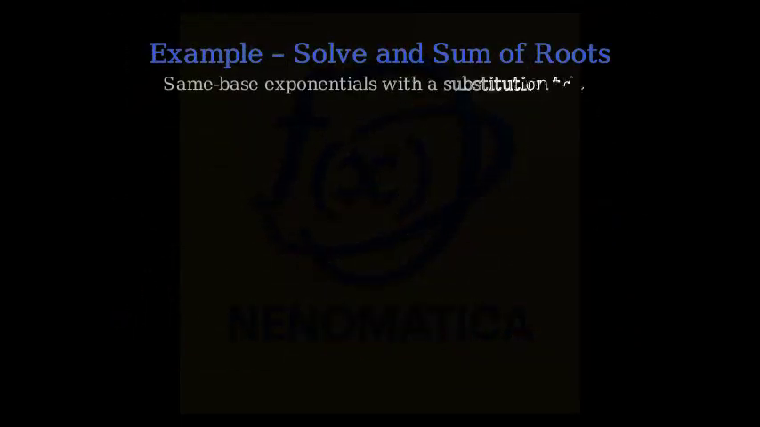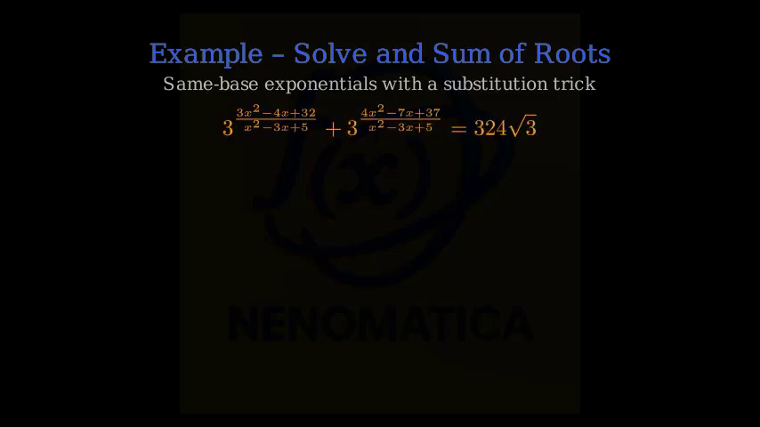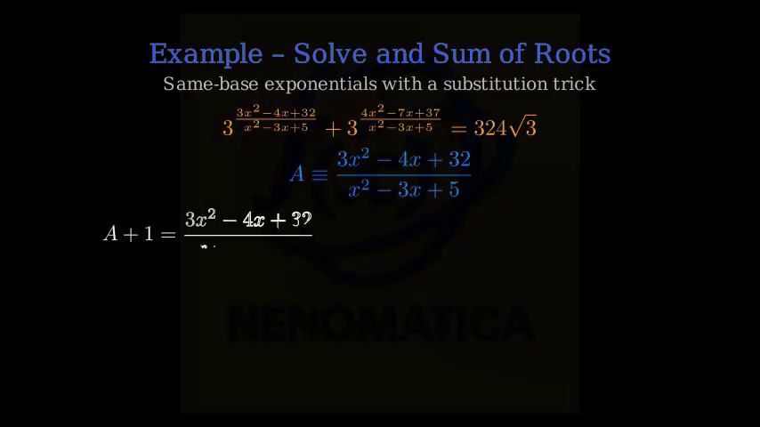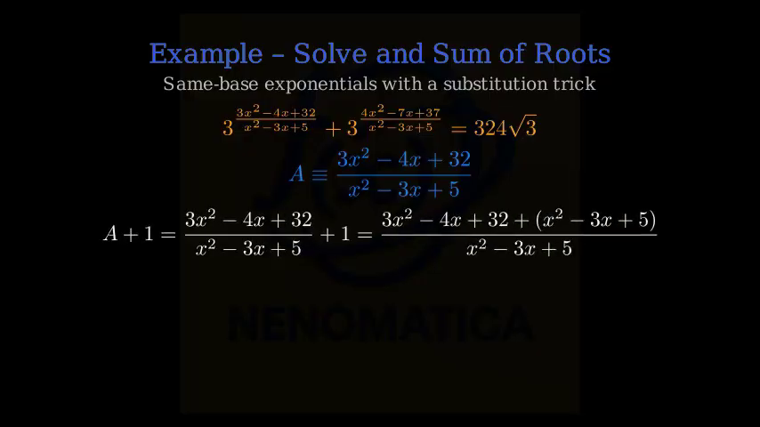Example: we will solve an exponential equation where both exponents are rational expressions in x, and then report the sum of the real solutions. Step 1. Define a to be the first exponent. Then compute a plus 1 by adding 1 as a common denominator fraction. Combine like terms in the numerator to show that a plus 1 equals the second exponent.